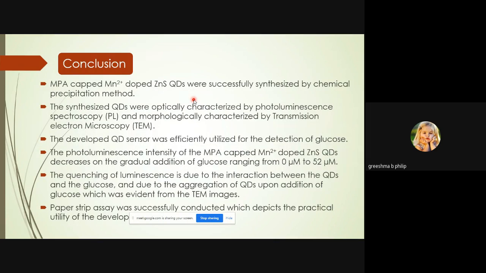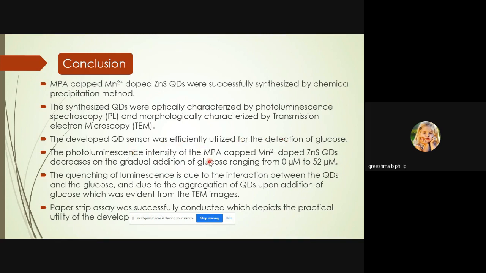So, as a conclusion, we have successfully synthesized MPA capped manganese doped zinc sulfide quantum dots by the chemical precipitation method. The synthesized quantum dots were optically characterized by PL and morphologically characterized by TEM image. And the developed quantum sensor was effectively utilized for the detection of glucose.